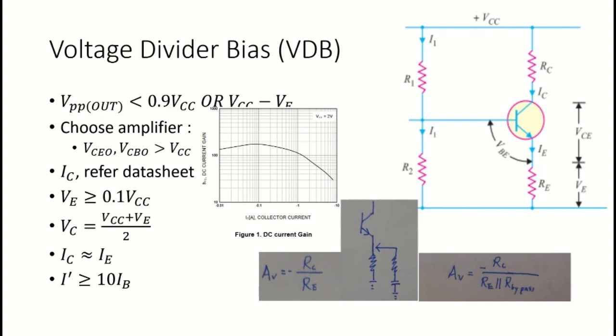For the voltage gain of VDB, AV is equal to negative RC over RE. But if we want to enlarge the AV, we can put a parallel bypass capacitor with the emitter resistor. So the AC emitter resistor becomes smaller, but does not affect the DC bias. The AV can be calculated through this formula.